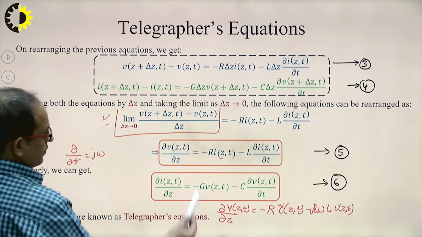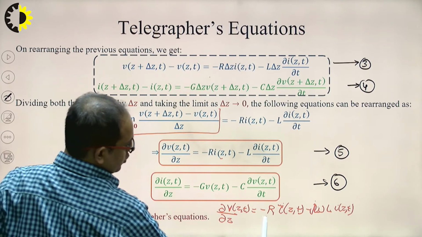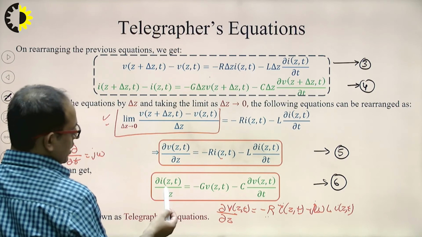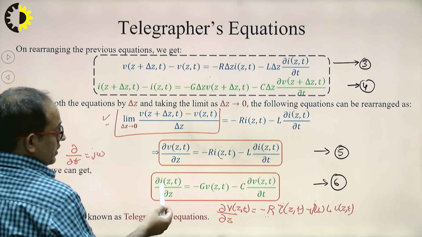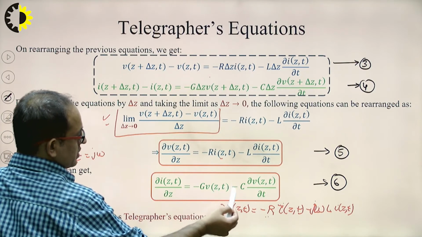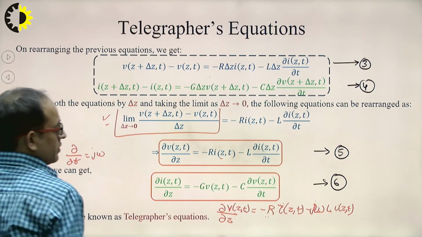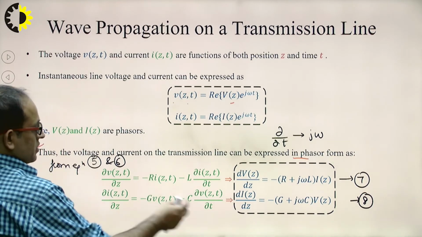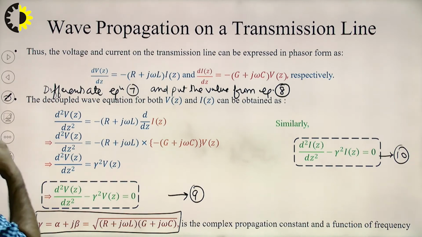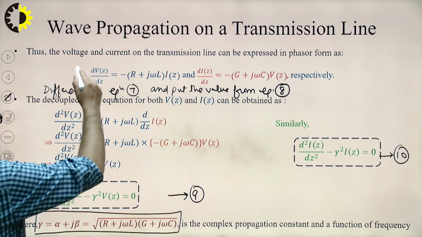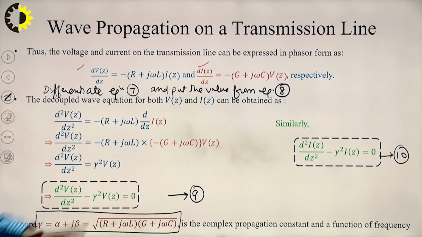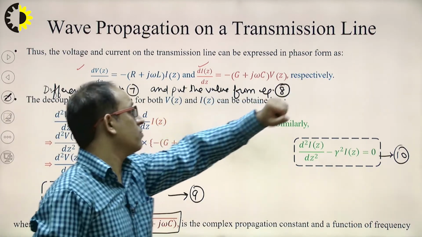You will see that V(z) equals minus of (R plus j omega L) I(z). Similarly, dI/dz will be equal to minus of (G plus j omega C) V(z). I have taken the minus as common to both. Now see, these are the two equations, the voltage and current equations on transformation in phasor form.